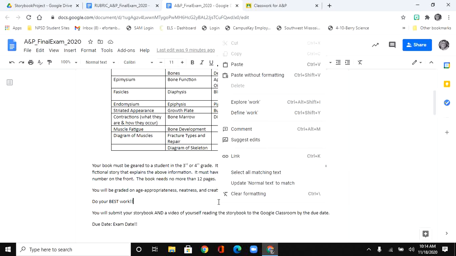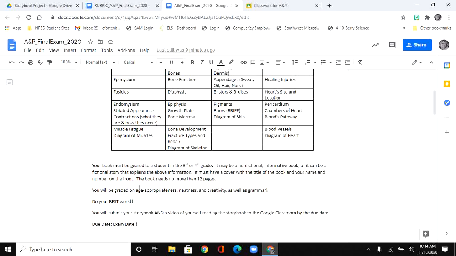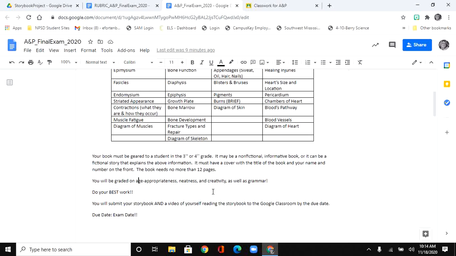So the way that I grade you is I look at age appropriateness. I'm going to look at how neat your book is, how creative you are, and I'm going to look at things like grammar and spelling. And I want you to do your best work. Since we are not doing an exam, I am expecting a top-notch storybook. I'm talking about pulling out all the stops. When I read it, I think this is award winning. So I'm expecting fantastic work.